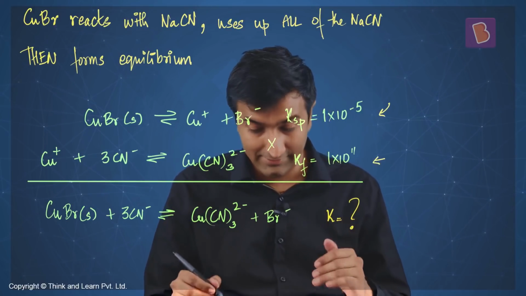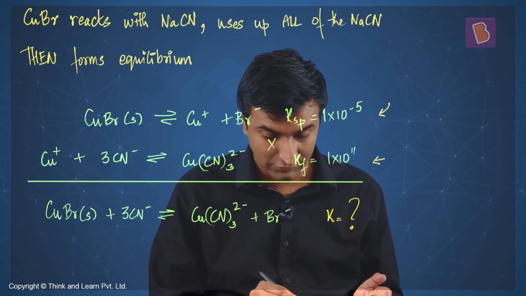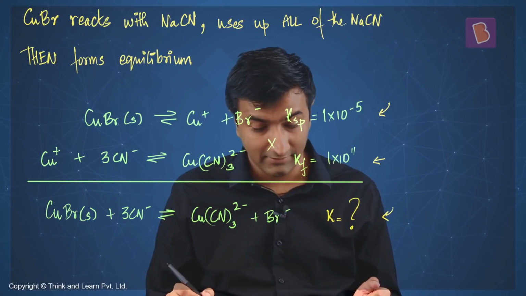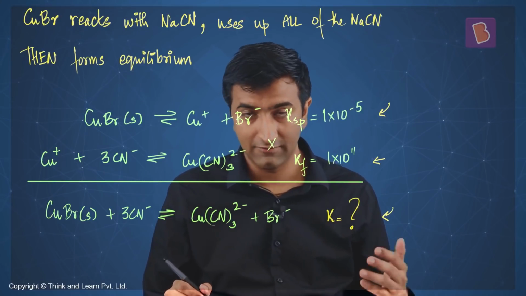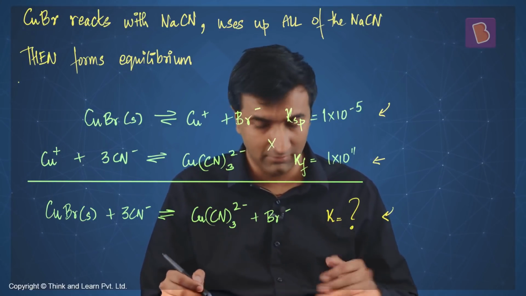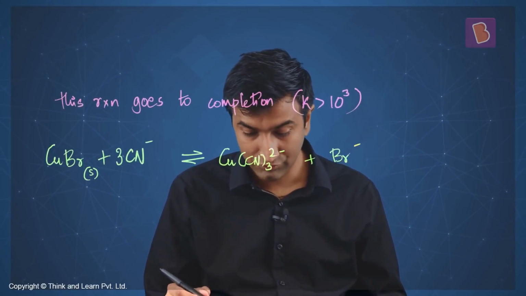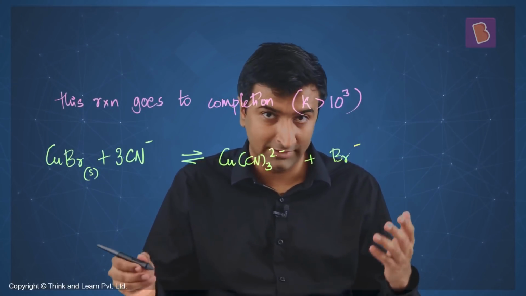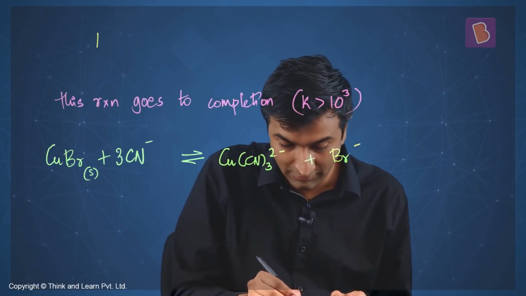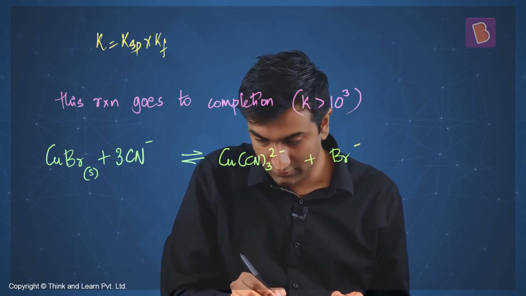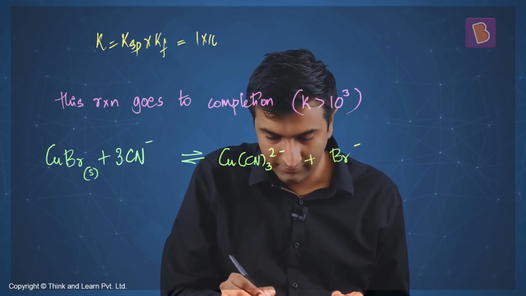When I sum them both up, I get the expression CuBr plus 3CN minus, giving me this. What's the K value of this? I said that this reaction goes to completion, which means that K value should be really high. Just by looking at these numbers, we can figure this out. Let me scroll down a bit. I think this reaction goes to completion because K is going to be much greater than 10 power 3. Just to prove that to you, let me write that down. K equals Ksp times Kf, which is going to be 1 into 10 power 6. Yeah, definitely greater than this.